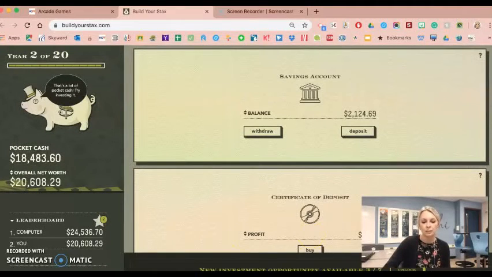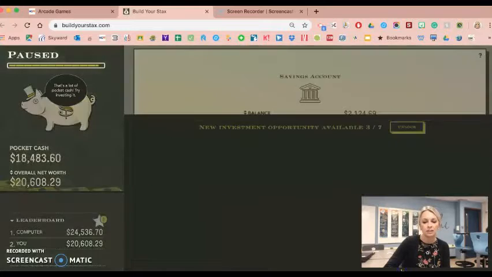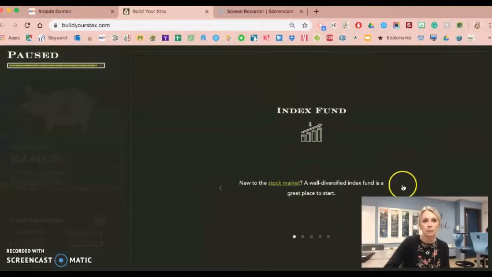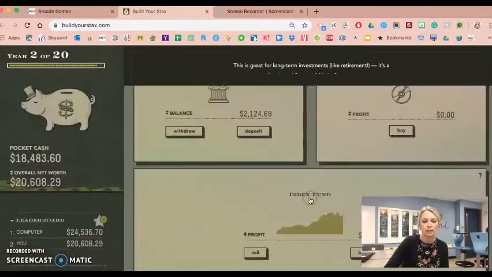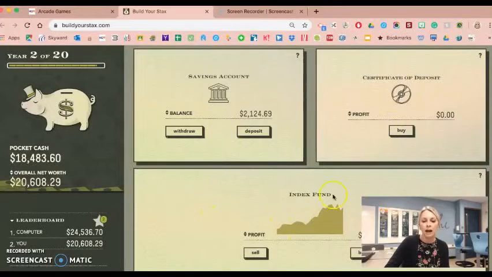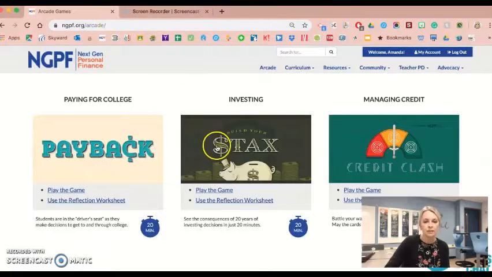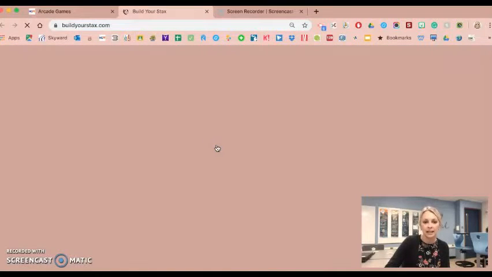When you play as a group, here you go, I got another investment opportunity so I can unlock that. Now I could put my money into index funds. So I can read through the information. For this demo video, I'm just doing it pretty quick. Okay, I got it. And now I have other options that I can put my money into. So I'm going to actually close out of this for just a second and show you the difference between that and then playing as a group.